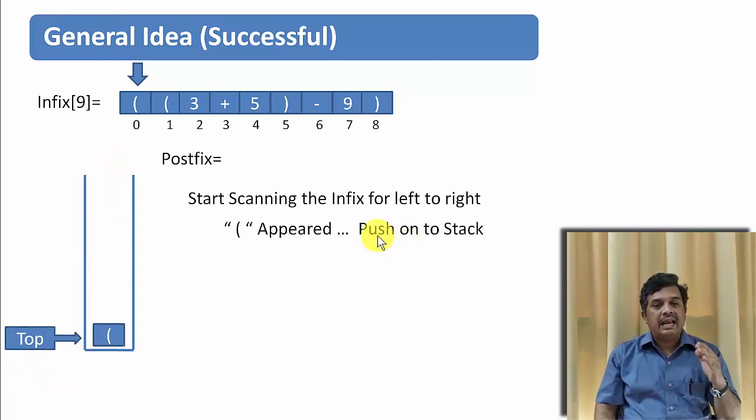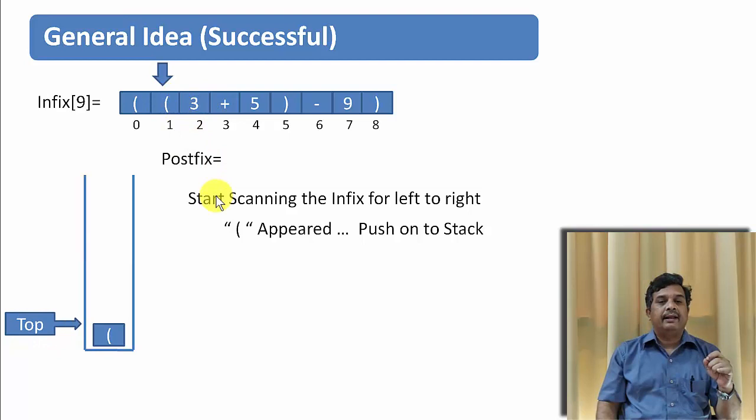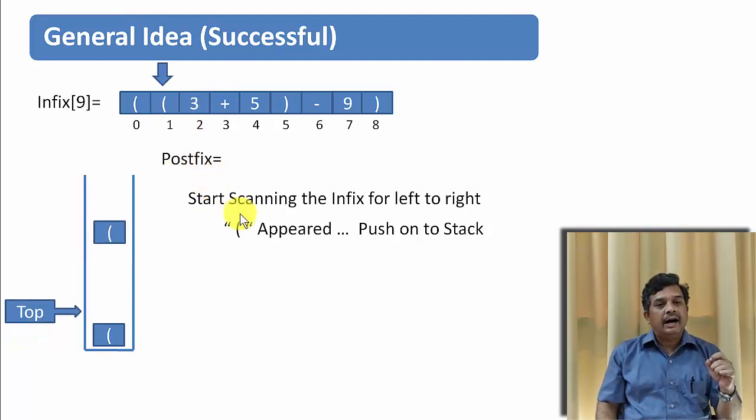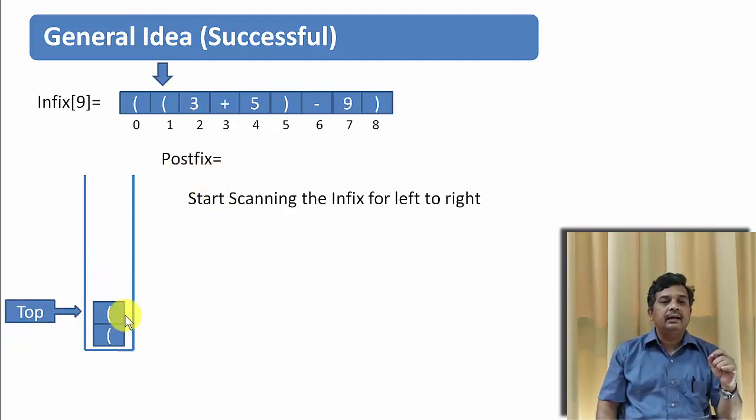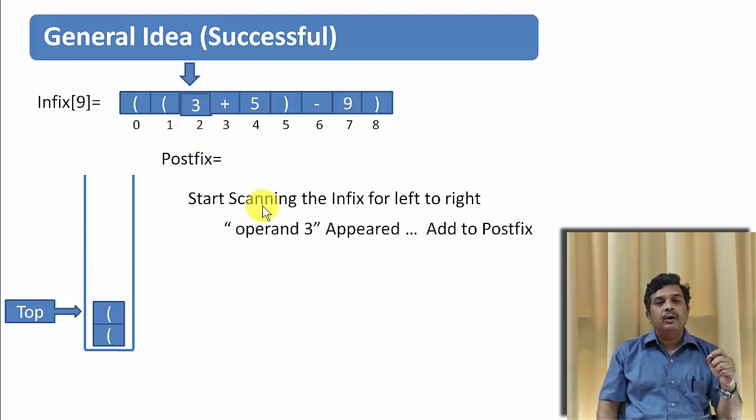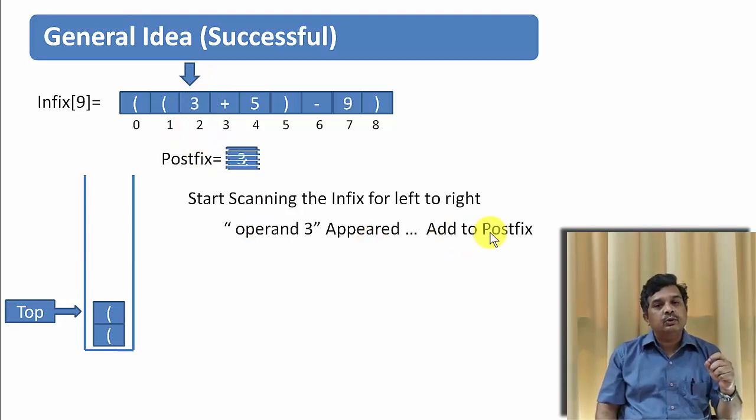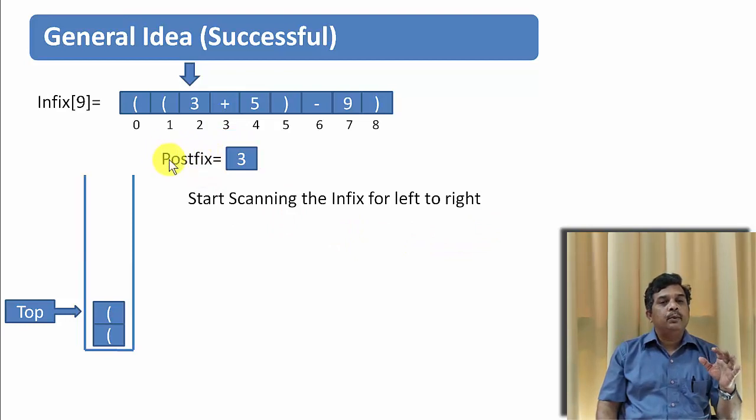So the left parenthesis is now added to the stack. The next character is again a left parenthesis, so I have to do the same thing. I have to add it to the stack. The next thing is a number. So when a number appeared, what do I have to do? I have to add it to the postfix. So in the postfix expression I am having, I'll add it to this postfix expression.